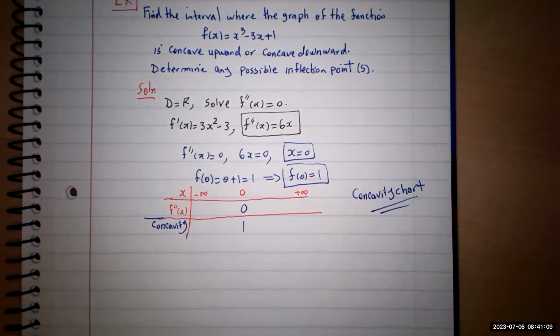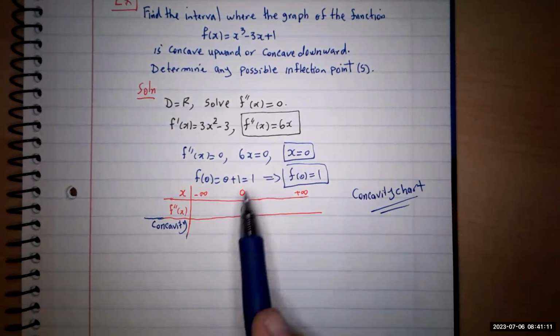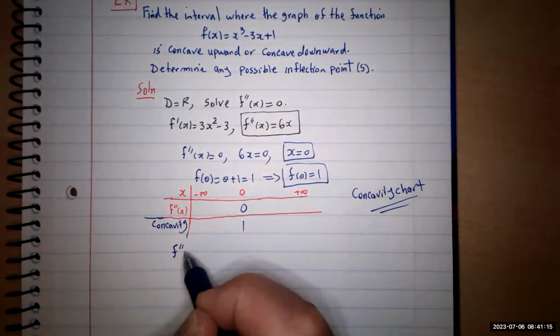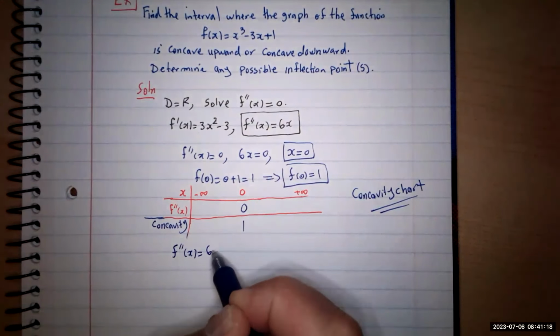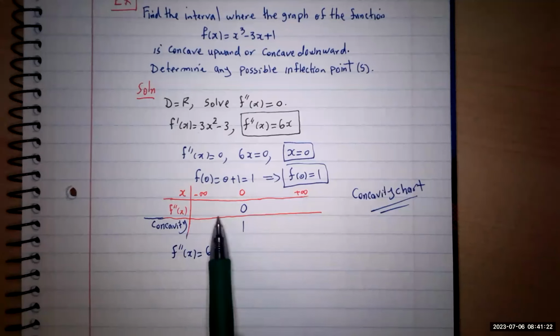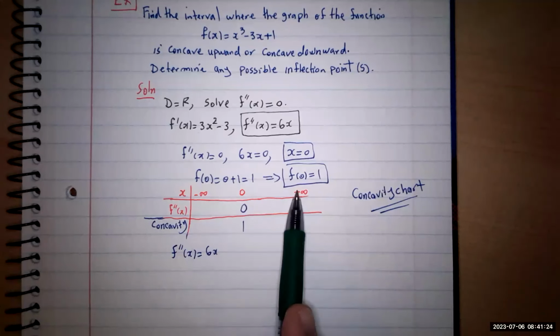And you have to give us this concavity chart. Now you bring the f double prime and check the signs. You see f double prime. F double prime of x is 6x. So you want to find out what is going to be the sign before 0 and after 0.